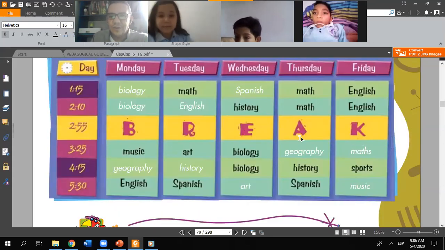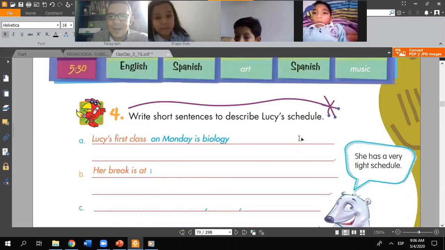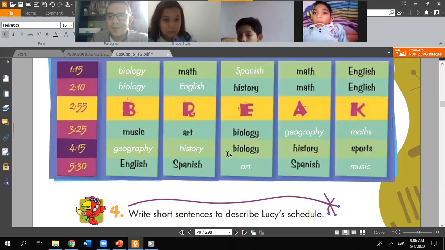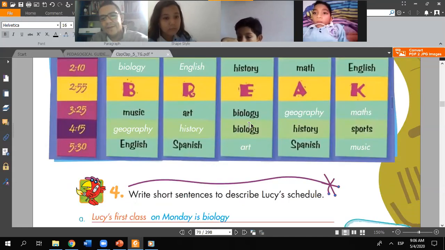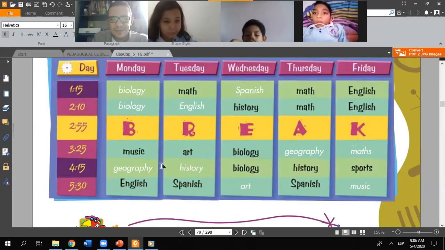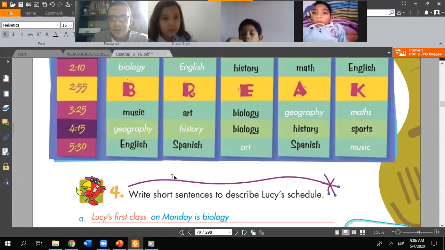Completo. Okay, now we have to write some sentences, some statements about this schedule. For example, write your sentence to describe Lucy's schedule. Lucy's first class on Monday is biology. This could be one.